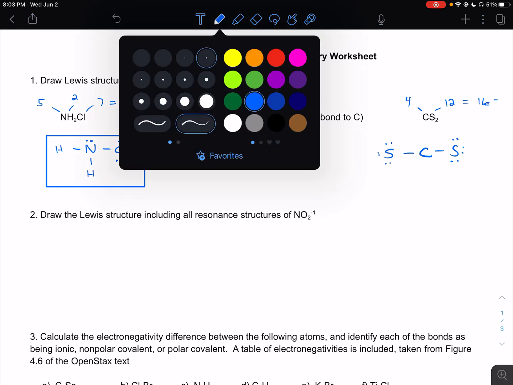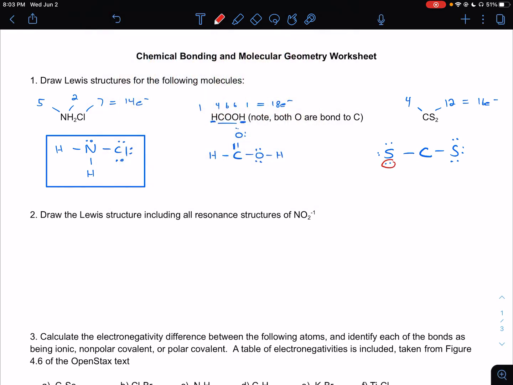So what I'm going to do is take a lone pair of electrons and turn this into a double bond, and a lone pair of electrons on the other side and turn this into a double bond. And so what we're going to end up with, I'll redraw it now: carbon with 2 double bonds, and each sulfur with 2 lone pairs on it. So there's our structure.